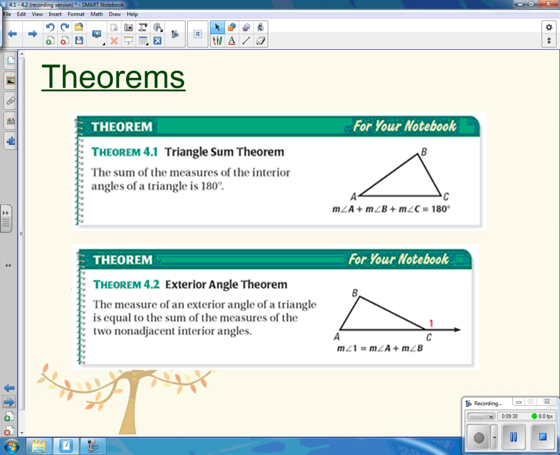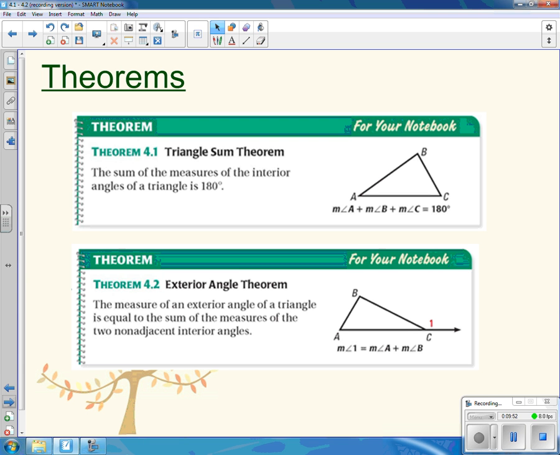So we have two theorems in section 4.1. The triangle sum theorem should be very familiar. The sum of those three interior angles is 180. Just make sure you copy this into your notes, but we're not going to go over it since this is something you've seen before. The second theorem is a little new. It's called the exterior angle theorem.